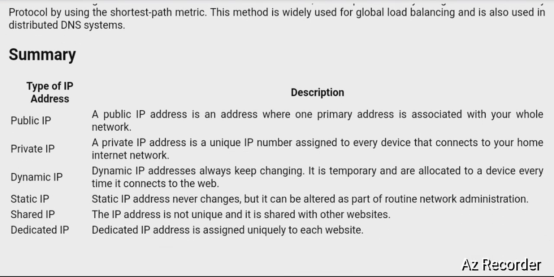Here we have a summary of what we are going to look at today. IP stands for Internet Protocol. Public IP address is an address where a primary address is associated with your whole network. Private IP is a unique IP number assigned to every device that connects to your home internet network. Dynamic IP is an address that always keeps changing. It is temporary and assigned to every device every time it connects to the web.